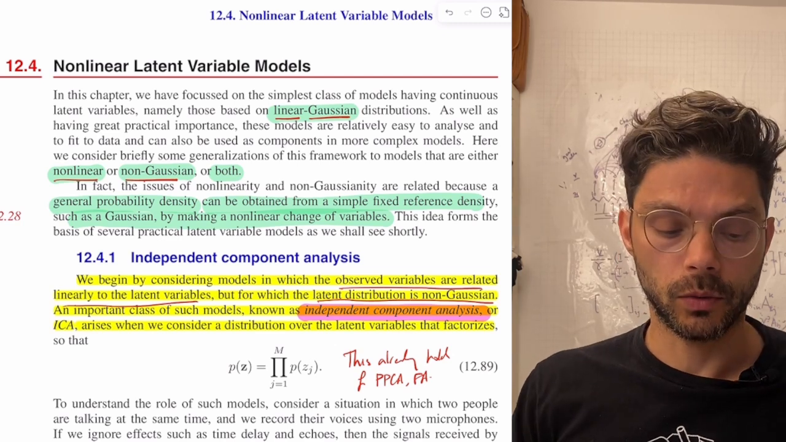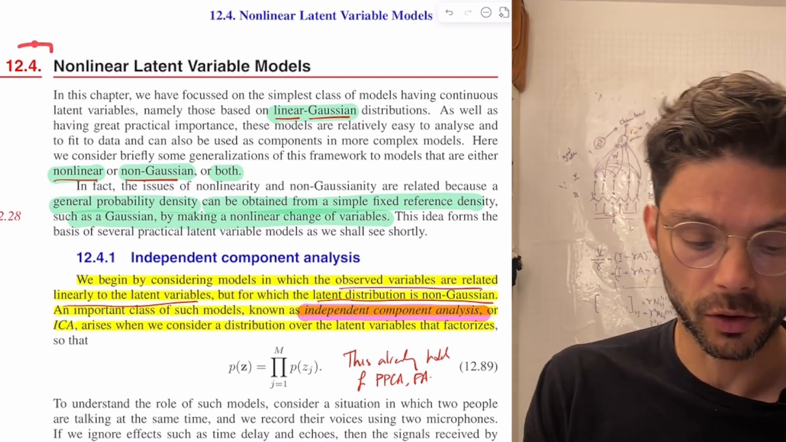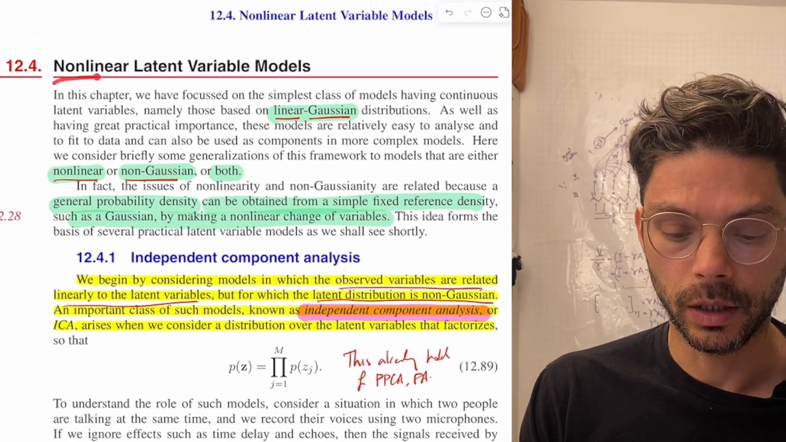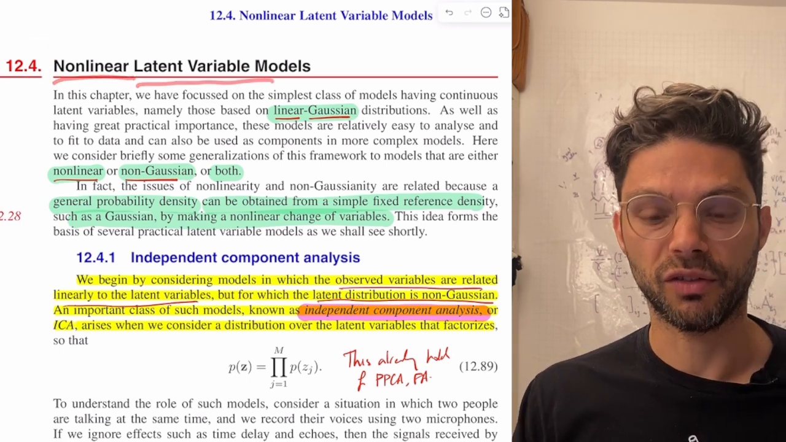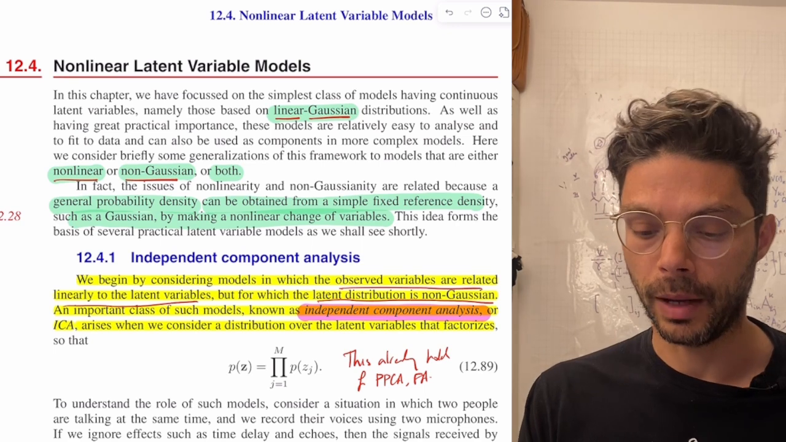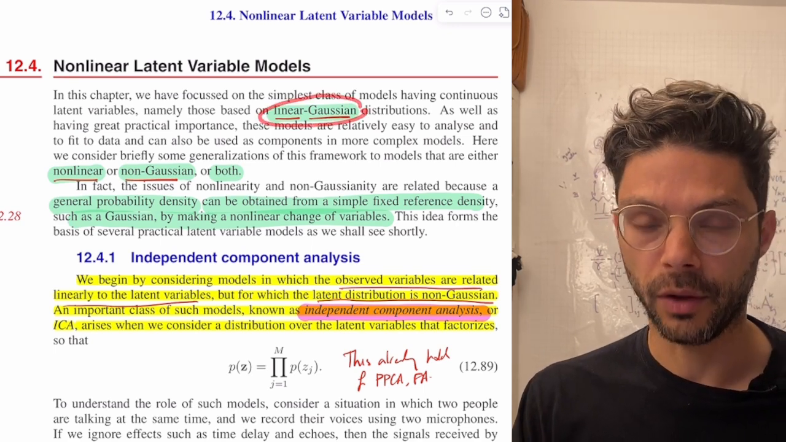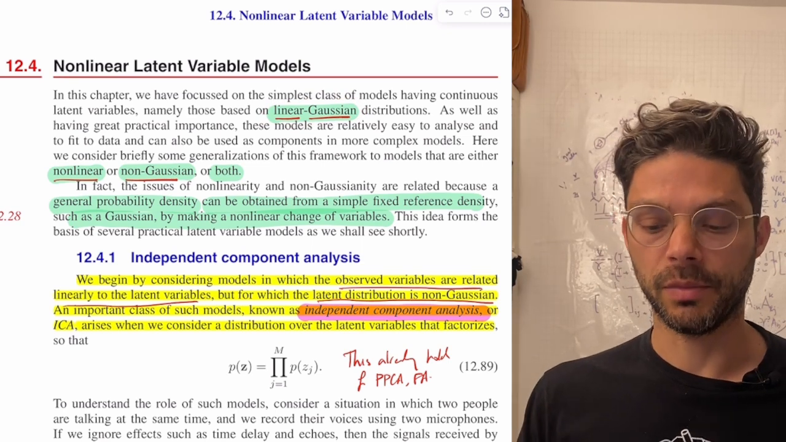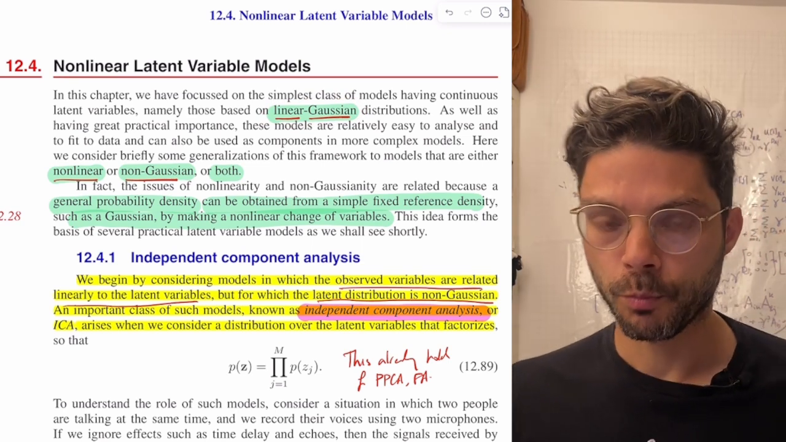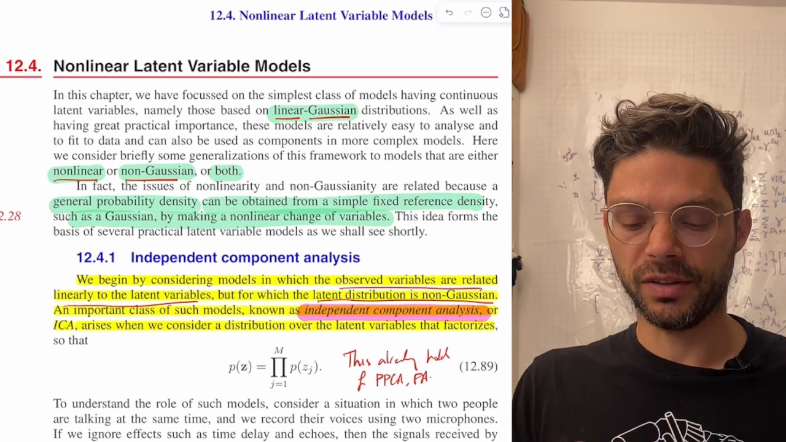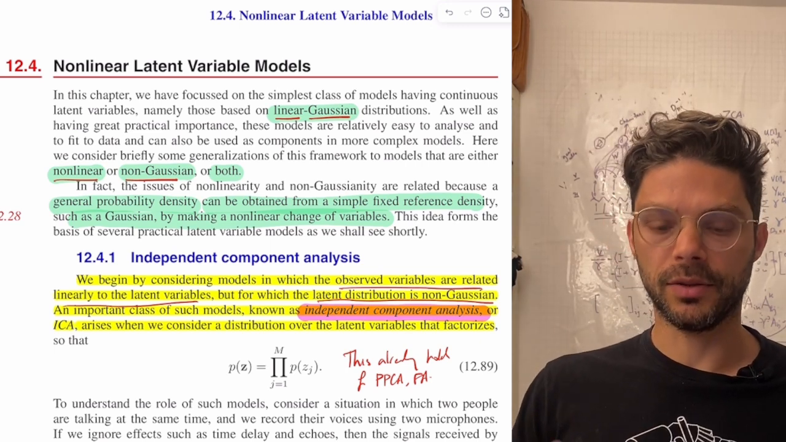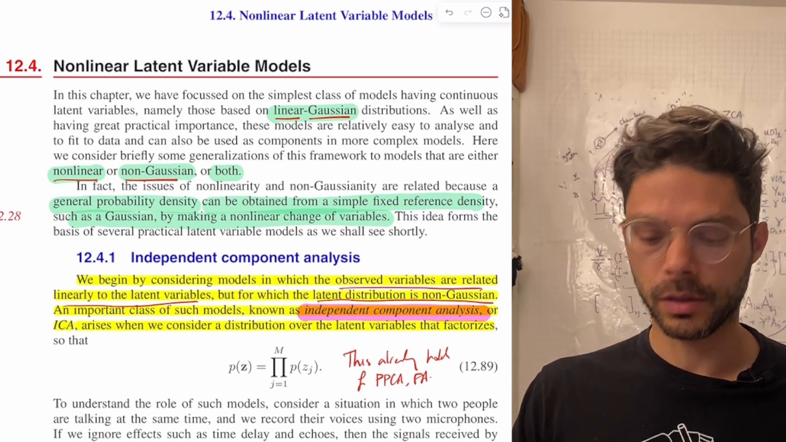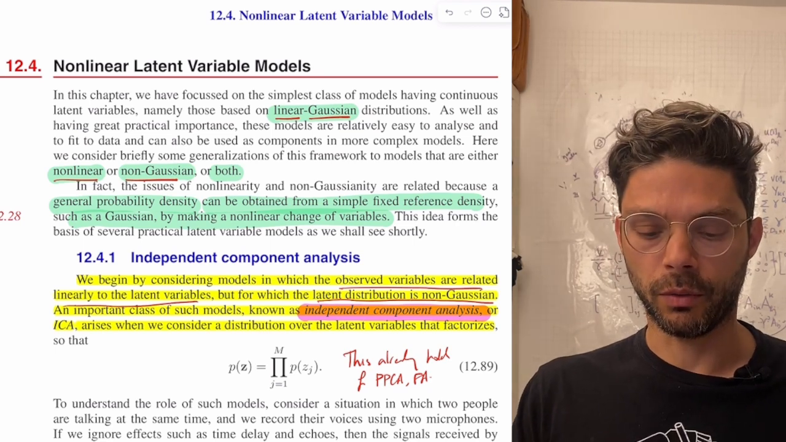All right, folks, we are back on section 12.4, studying nonlinear latent variable models. So far in this chapter, we've been talking about linear and Gaussian latent variable models, which are very simple to work with. But now we're going to look at some extensions of these. And generally, this section is going to be a bit light on the math. He doesn't go too deeply into these methods, but it's just good to know what's out there.